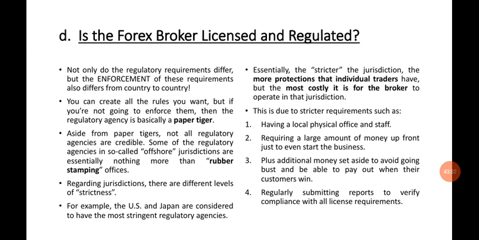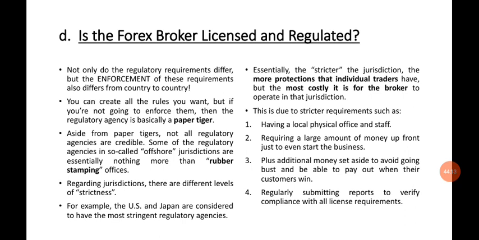Regarding jurisdiction, there are different levels of strictness. For example, the US and Japan are considered to have the most stringent regulatory agencies. Essentially, the stricter the jurisdiction, the more protection that individual traders have, but the more costly it is for the broker to operate in that jurisdiction. This is due to stricter requirements such as having a local physical office and staff, requiring a large amount of money upfront just to even start the business, plus additional money set aside to avoid going bust and be able to pay out when their customers win.